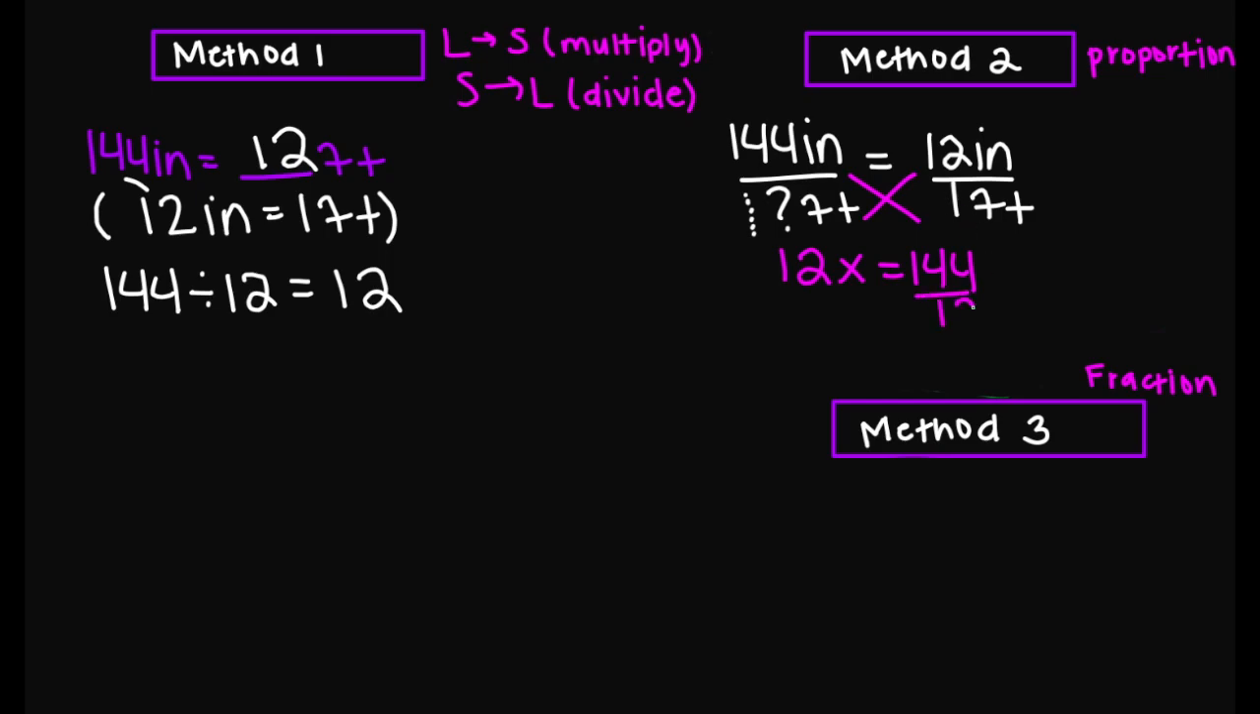Now we're going to divide both sides by 12. x is going to equal 12. So in this example for method number 2, you're also going to get 12 feet as well.